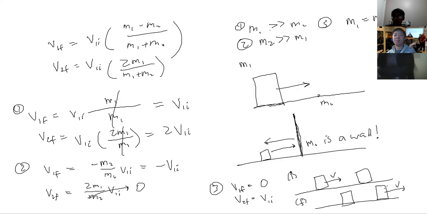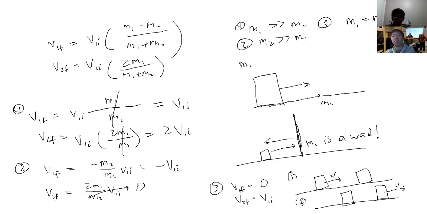So this represents a complete transfer of momentum. It's like the little pendulum thing, called Newton's cradle, where the middle beads stay exactly where they are, but the momentum is completely transferred. That's an example of such a thing, and it's really cool.